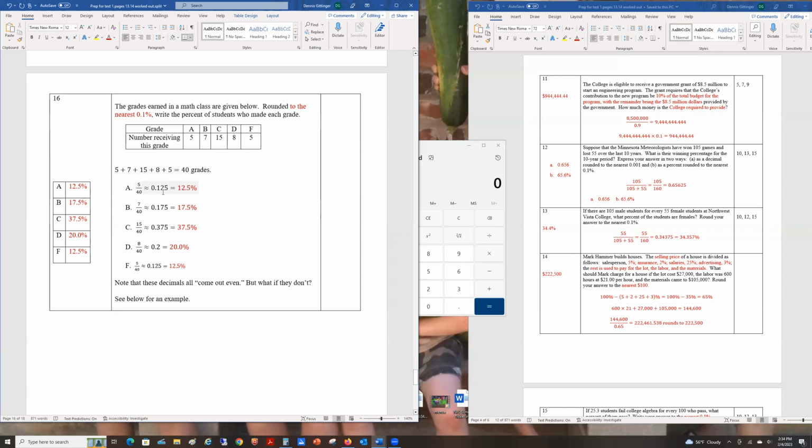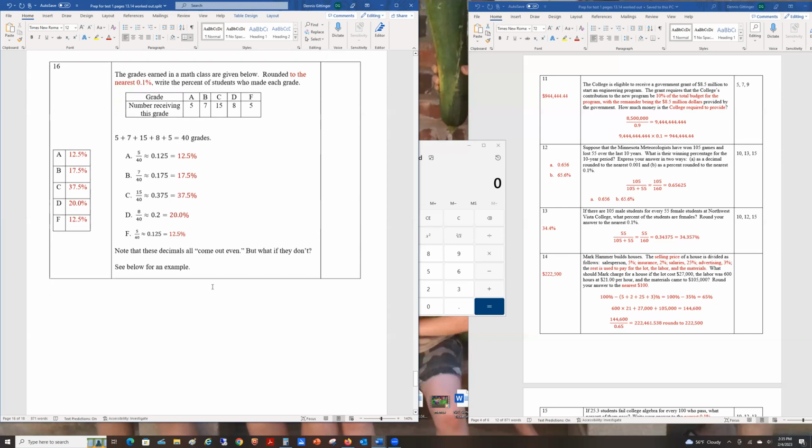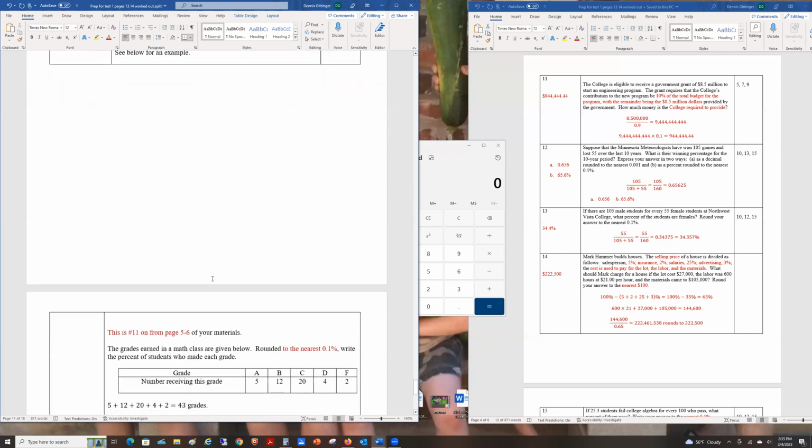So you move the point 2 places to the right, and that's what it means to round to the nearest 0.1%, as we've done multiple times. Okay, now when it gets to be 0.2, well, now how can you move it 2 places? You got to add a 0. Technically, you should put 20.0%, but I'll let you slide if it's exactly 20%. Now, these all come out even, but what if they don't? If they don't, this is a little extra here.